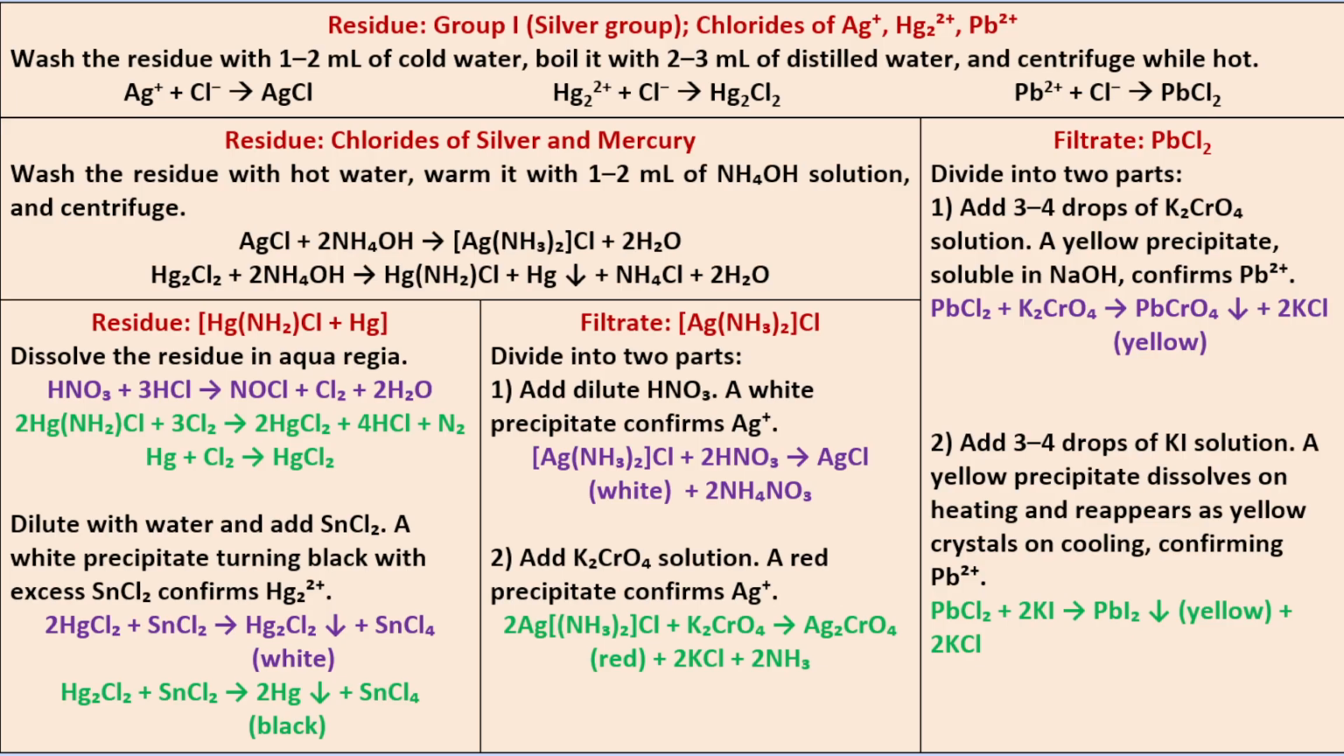Now moving to the filtrate containing water soluble lead chloride, the solution is also divided into two parts. To the first part, add 3 or 4 drops of potassium chromate. The formation of a yellow precipitate of lead chromate confirms lead ion. This precipitate is soluble in sodium hydroxide. To the second part, add 3-4 drops of KI. A yellow precipitate appears, which dissolves upon heating and reappears as yellow crystals on cooling, confirming the presence of lead ion.